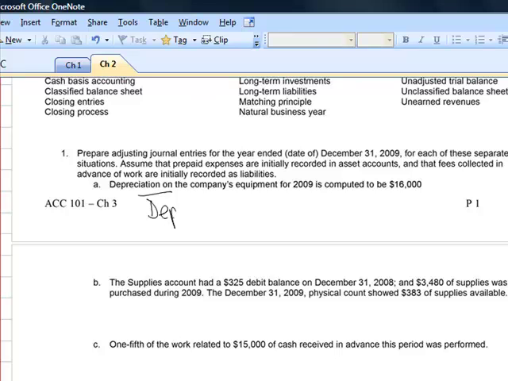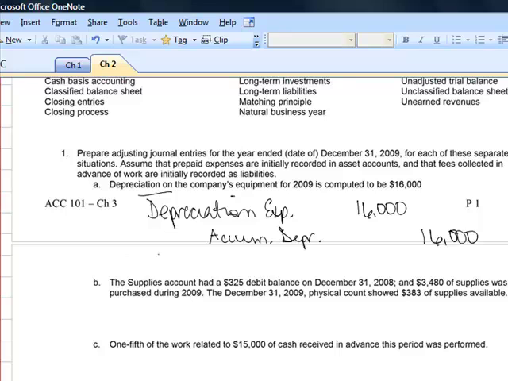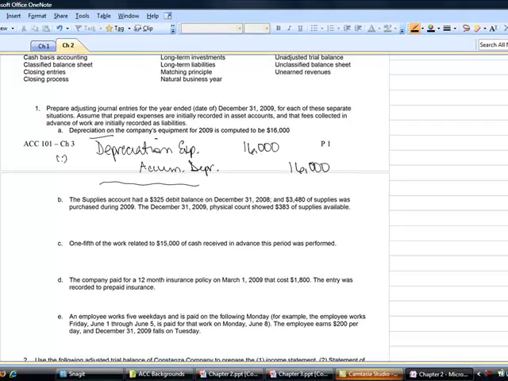So here we would have depreciation expense for $16,000. That's our debit. And accumulated depreciation, I'm going to abbreviate here, for $16,000. Okay, that's our journal entry. We would have a memo and a date. What is this date? December 31st.